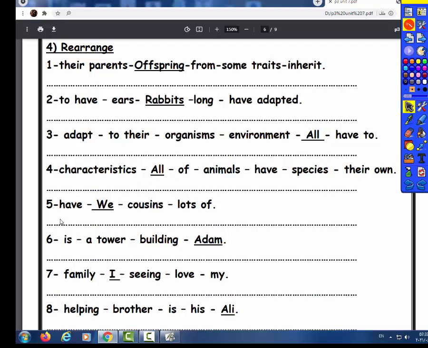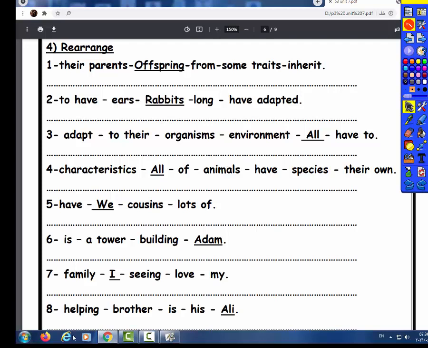Number 5, we have lots of cousins. First, we have to start the sentence with the subject. After that, the verb. We is the subject, and after that, the verb have. We have lots of cousins. Number 6, Adam is building a tower. Number 7, I love seeing my family.